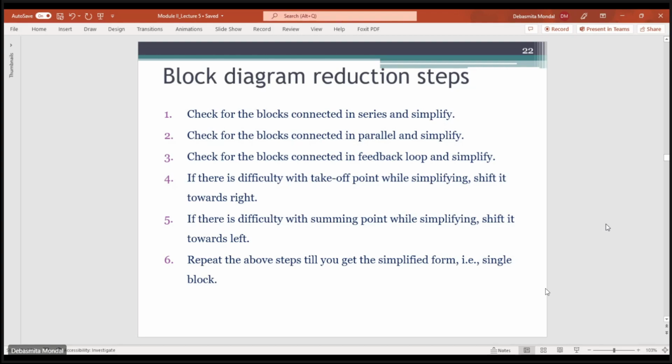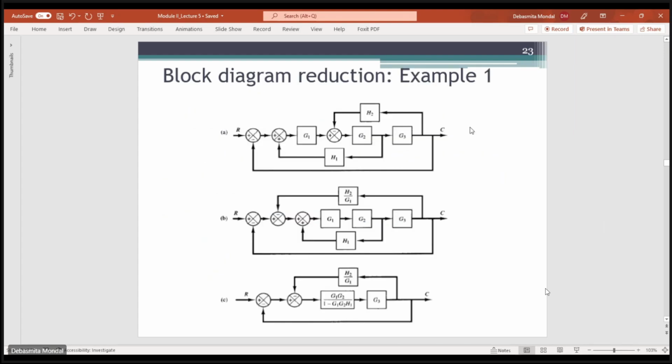Generally, it is seen that if you shift the takeoff point to the right, then it becomes easier. But it is not necessary that you have to shift the takeoff point to the right. It depends on which way your block diagram is connected. Accordingly, you will either have to shift the takeoff point or the summing point to the right or the left. And you continue doing these steps until you get a simplified form. Simplified form means that the overall block diagram is represented by a single block. So you have just the input and the output, and the overall transfer function is represented by one single block. Now let's do an example, then it will become more clear to you.